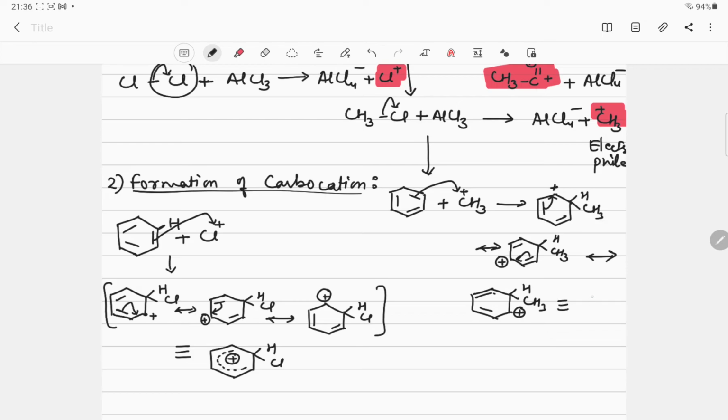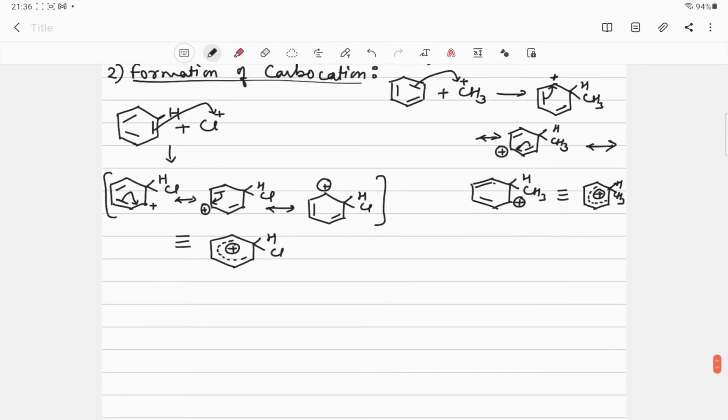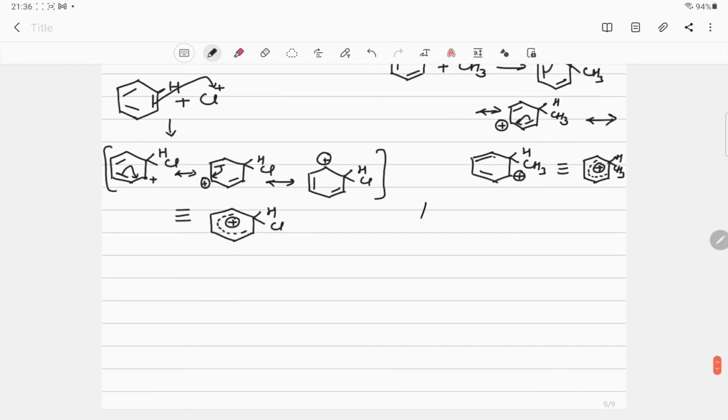And what will be the resonance hybrid? Resonance hybrid will be something like this. H here, CH3 here, and the positive charge is revolving from here to here. So in this way we may have, in case of Friedel-Crafts alkylation reaction. Now if we talk about the acylation, how is the electrophile generated?